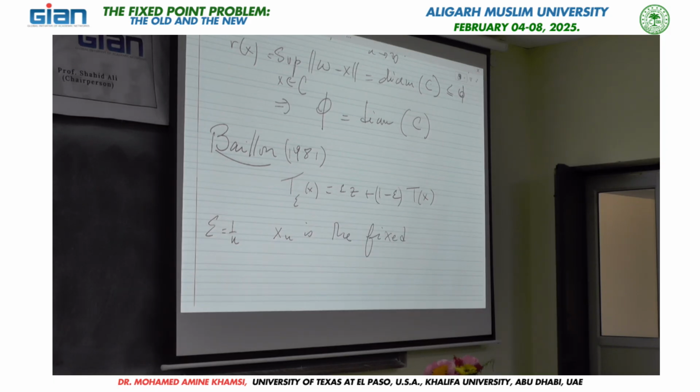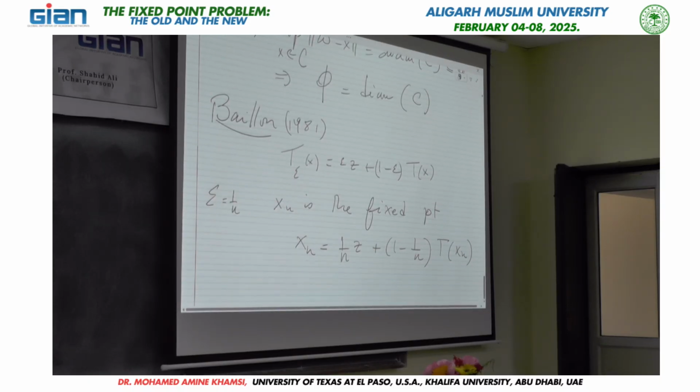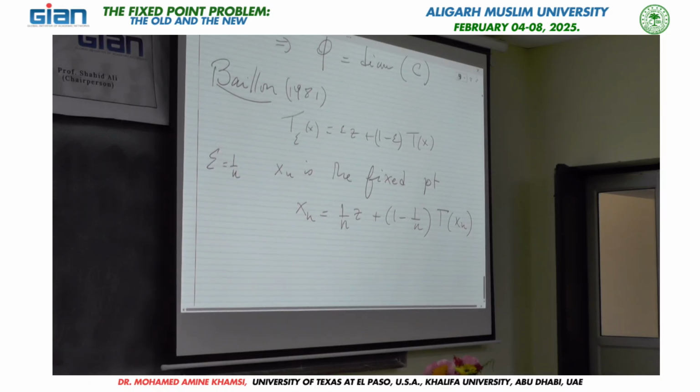Ready? I told you about this anyway. So we have xn equal what? xn equals (1 over n) z plus (1 minus 1 over n) t of xn. And obviously, I showed it to you too during the lectures, that xn minus t of xn goes where? To 0 as n goes to infinity.